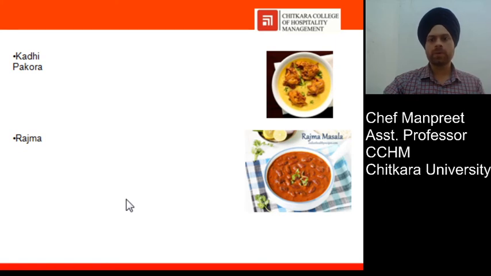We have to talk about kadi pakoda, a kind of dish which is prepared with the help of curd along with some gram flour. We mix them together, and some Punjabi spices are added for tempering, and then the pakoda is a dumpling which we fry and put inside the flavorful curry. And that is rajma. Rajma is basically kidney beans, and these kidney beans are boiled first, and then tempered with the help of masala.